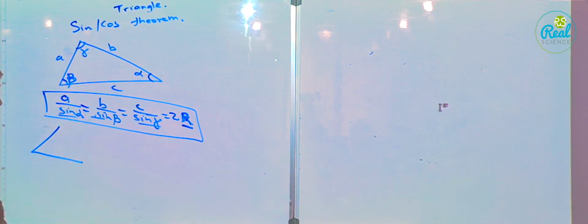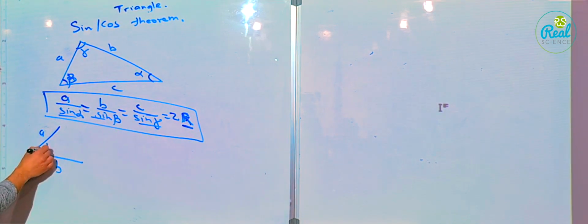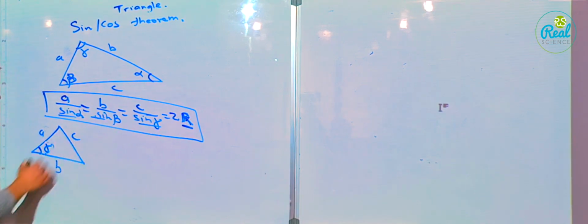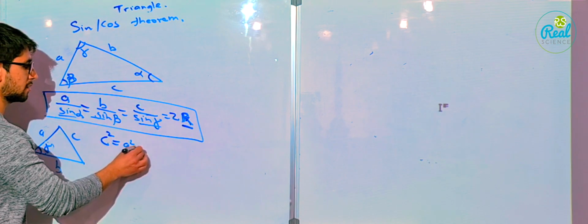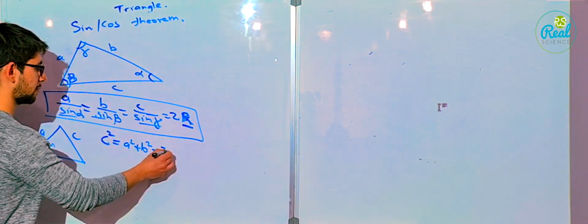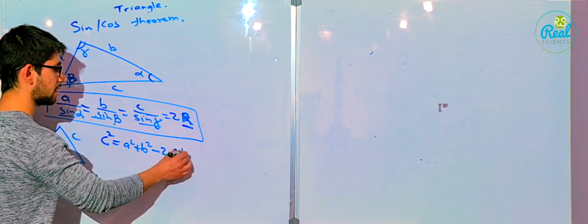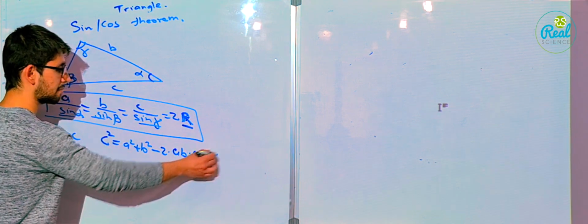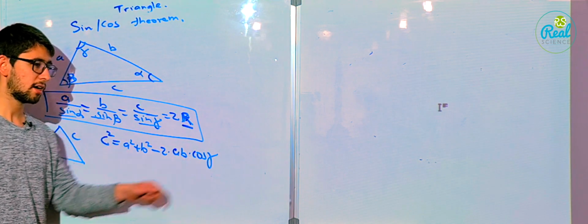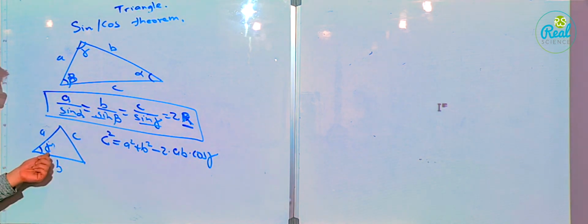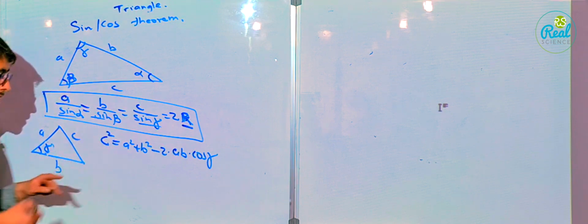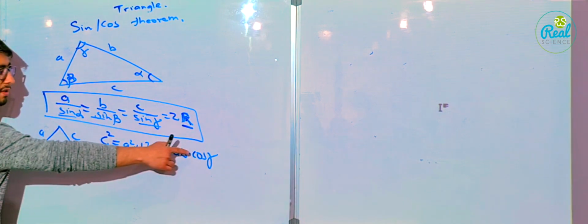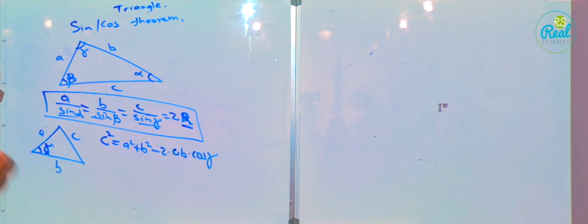If you are given a triangle with sides A, B, and one angle is given, you have to find the third side. So you use the cosine theorem. C square equals A square plus B square minus twice of A multiplied by B, multiplied by cosine gamma. Here A and B are the given sides, and your gamma is the angle between these two sides, okay? Between these two.